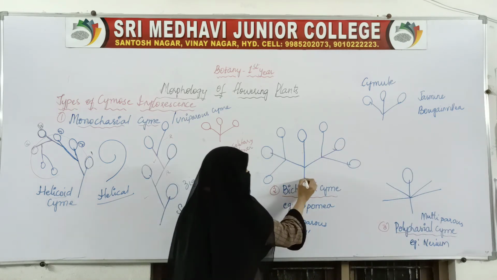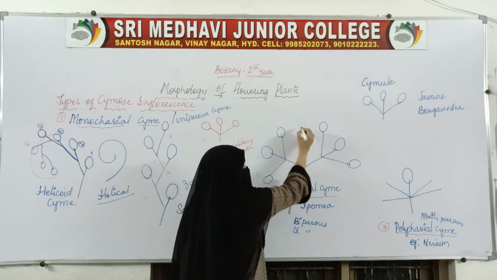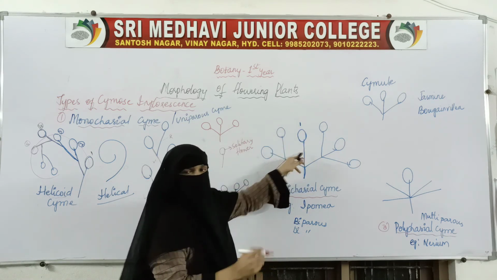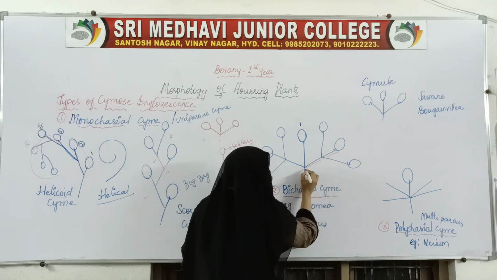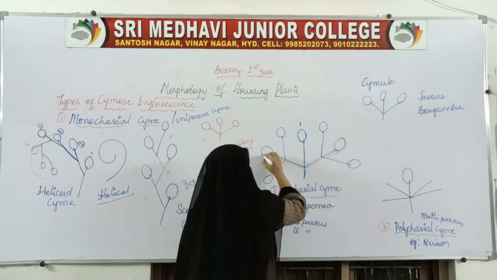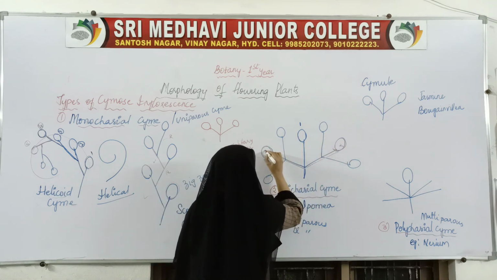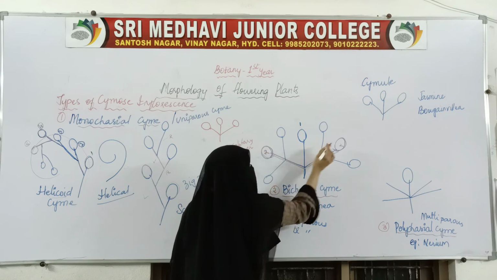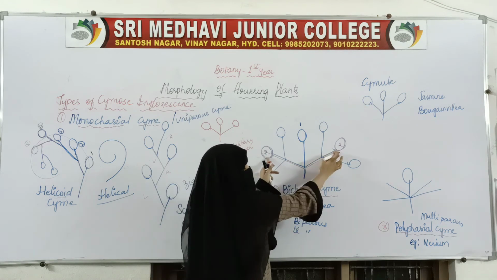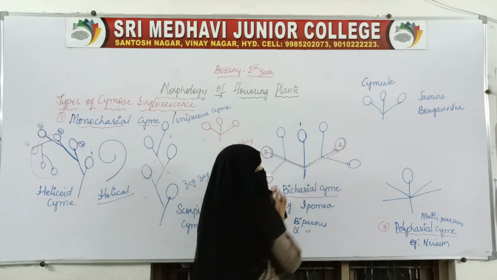Here this is the main axis. It has terminated into a flower. This is the solitary flower. Now this main peduncle has given rise to two branches. This is one and this is another. Each branch terminates into a flower. So this is the first flower, and these are the second. Every time it is giving two branches at the same time.